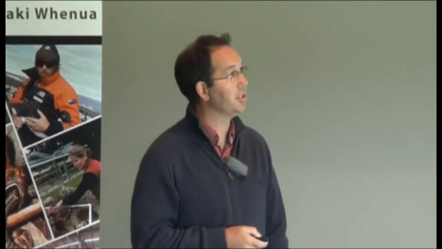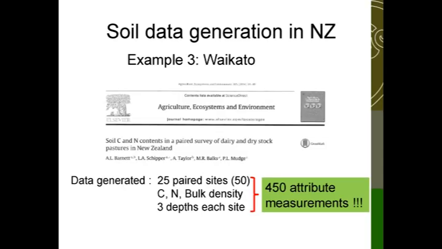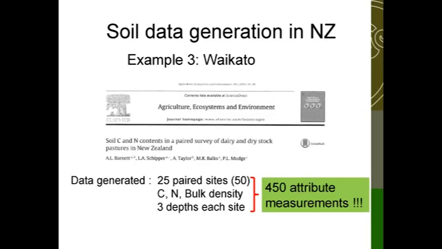Another example, and I've just pulled this paper out, January 2014, simply because it was of interest, so some research I'm doing at the moment. It's research done out of Waikato University, measuring carbon and nitrogen in a paired survey of dairy and dry stock farms. So they looked at 25 paired sites, which is 50 individual sites, 3 properties, and at 3 depths. Generates 450 attributes out of one paper. There'll be multiple other papers that have been produced by New Zealand soil scientists in that 1 month of this year, together with all the other data that's not been generated.